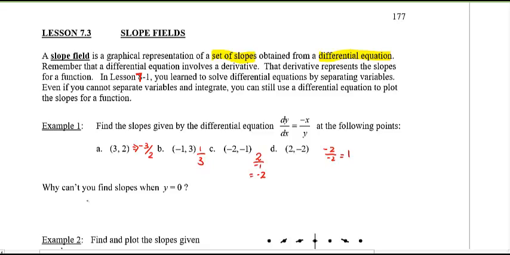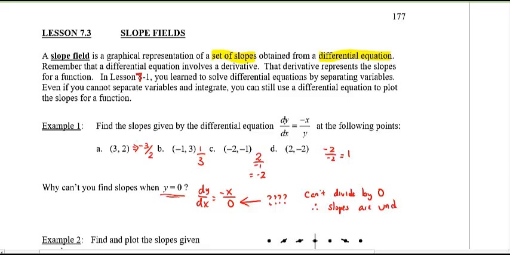Now, I have this other question here. It says, why can't you find slopes when y equals 0? Well, what happens when I plug it into my differential equation? I get negative x over 0. Uh-oh, what does that mean? So, you really can't divide by 0, right? And therefore, the slopes are undefined.